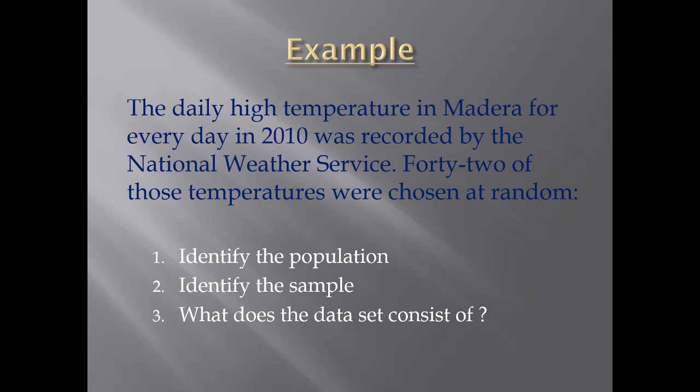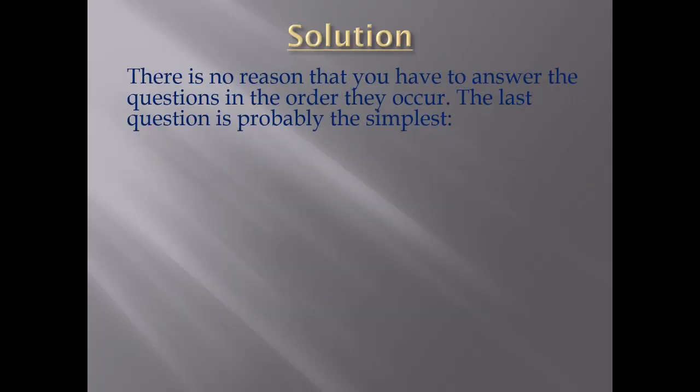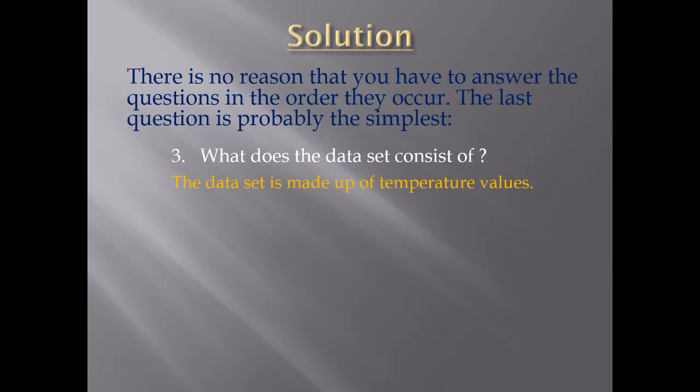When you're given a series of questions, it's not always necessary to answer those questions in the order in which they appear. So for instance, I think it's much easier to answer the last question first here. So that's what I'm going to do. The last question is, what does the data set consist of? Well, this data set is made up of temperature values. So we've got temperature values.